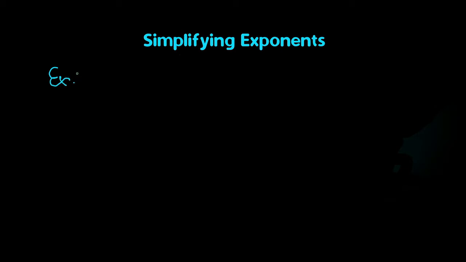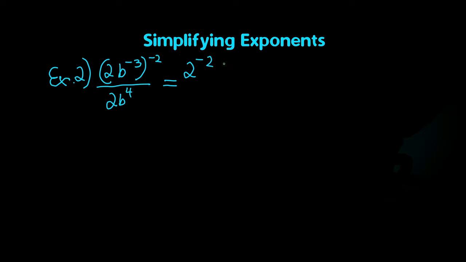For example 2, we'll use some negative exponents. 2 times b to the negative 3rd power whole negative squared, over 2 times b to the 4th power. First step is we distribute that negative squared, so we'll leave 2 to the negative 2nd power just for simplicity, and b is negative 3 times negative 2 is 6, because two negatives make a positive. The denominator stays the same.